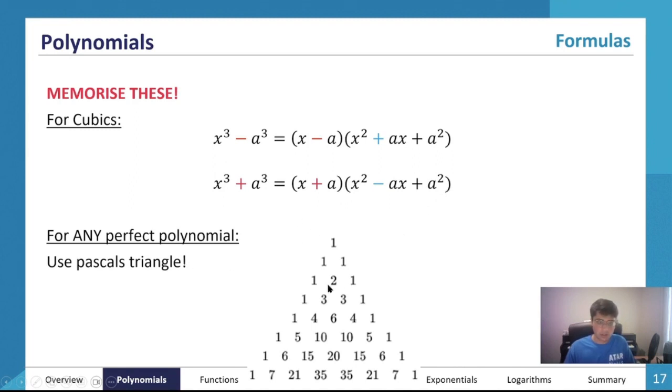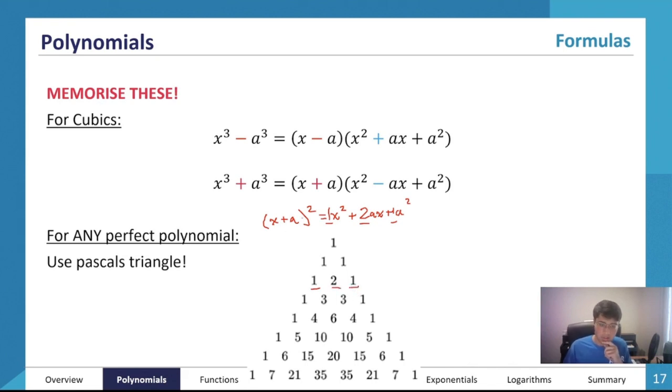Now, for any polynomial, if you're looking to expand it, then you can use Pascal's triangle. What I mean here is if we look at this formula, x plus a squared, this is the perfect square formula. You get x squared plus 2ax plus a squared. But how do we know what these coefficients are? In this case, 1, 2, and 1. We just look at the third row of Pascal's triangle. So 1, 2, 1, we see it there.